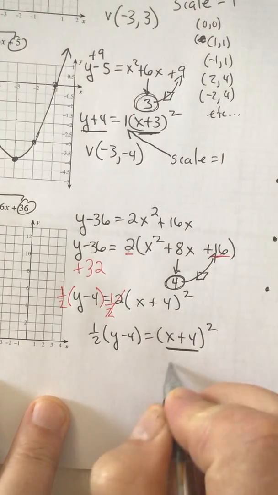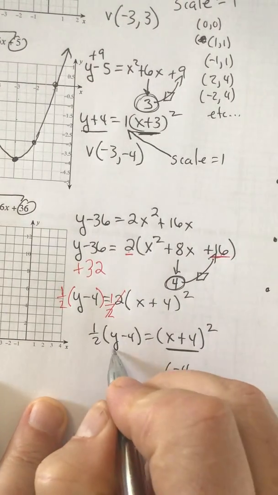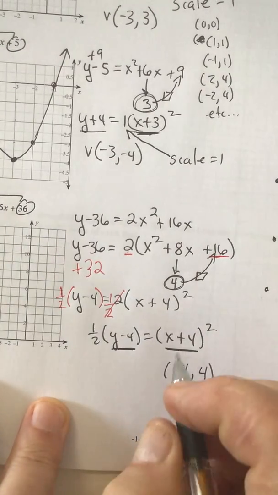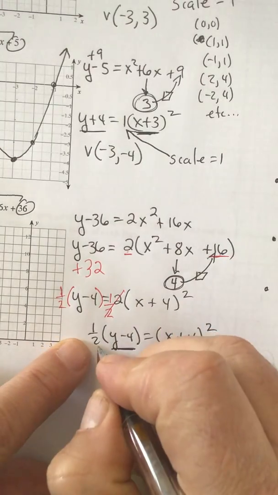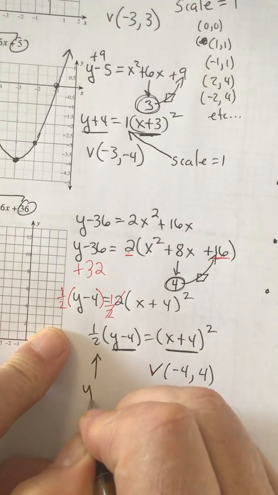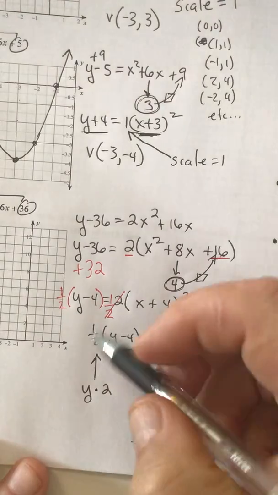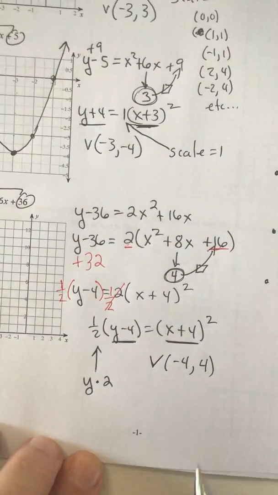Okay, here's the vertex. The x is negative 4. The y is positive 4. There's the vertex. Now here I need the inverse of what's on the y's. So right there, the y's are going to be times 2. And we're trying to make this multiply to 1. So all the y's are going to be twice as much.